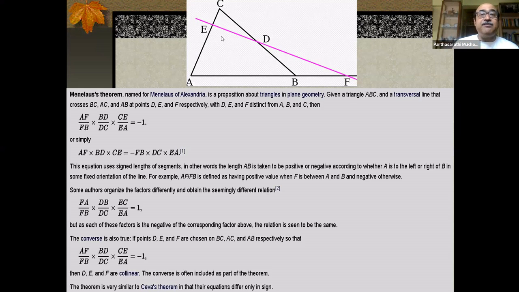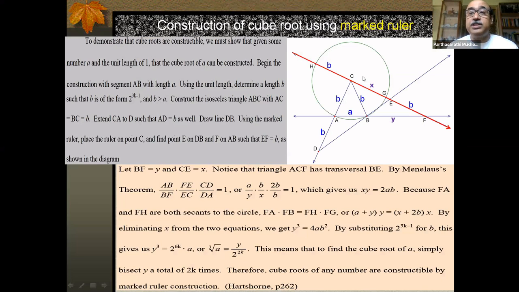The result I'm using is a variant of that, which is also given here in the slide. Instead of using the names in the form of AF by FB, if I go by FA by FB, then the sign changes and ultimately this is equal to one. That particular form we will be using here in our figure. So this is my triangle here, CAF. Can you see the triangle here, CAF?